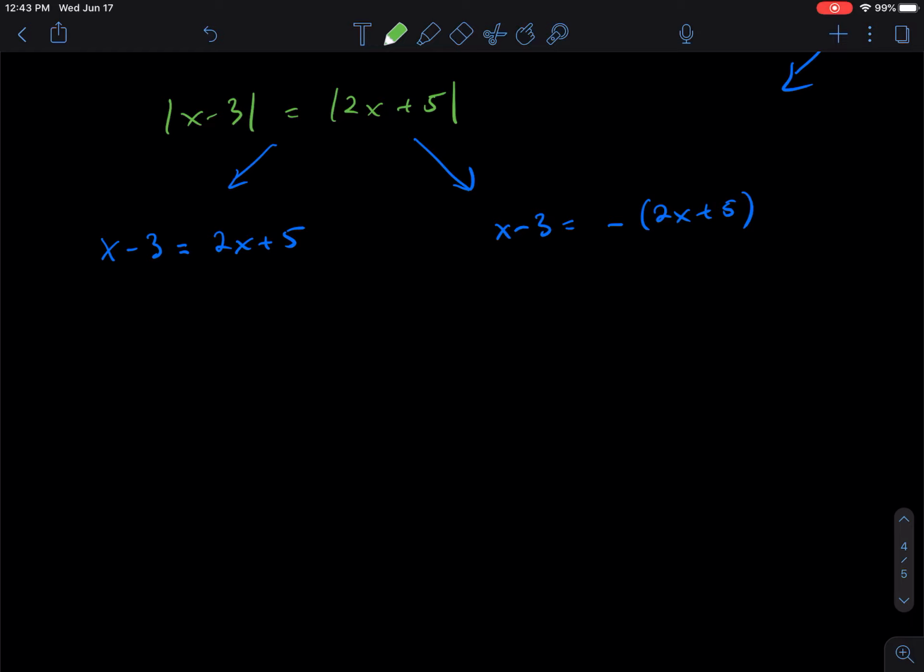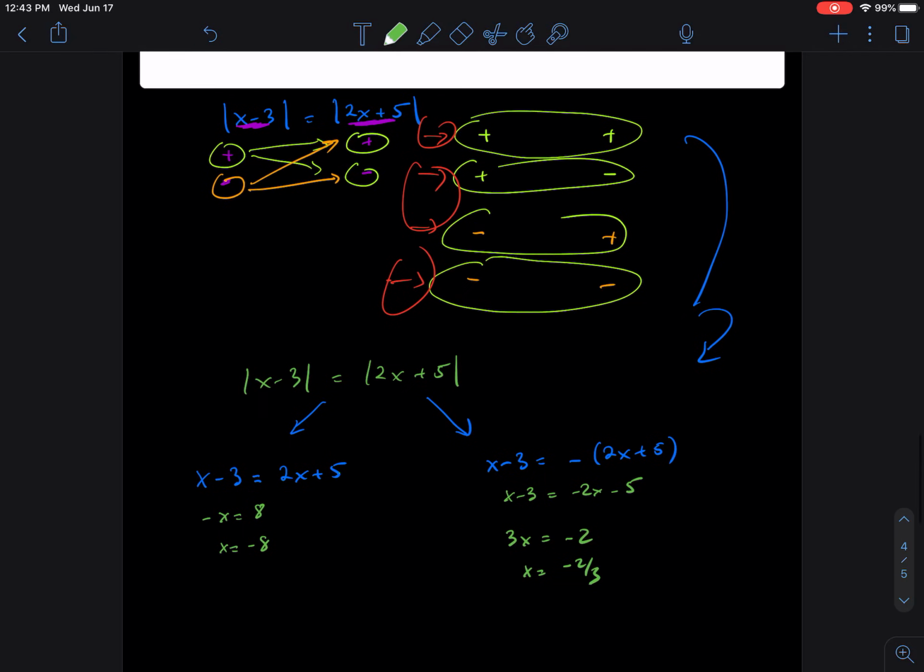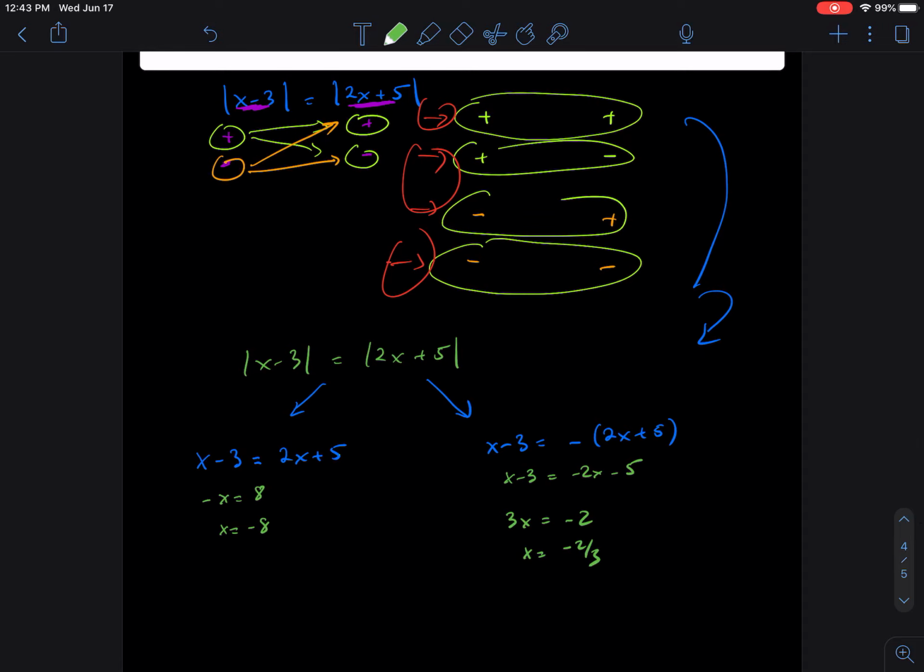Solving the first equation, we get negative x equal to 8. Bring the 3 to the other side, subtract 2x to the other side. So therefore x equals negative 8. Solving this side, we get x minus 3 equals negative 2x minus 5. That means 3x equals negative 2, so x equals negative 2/3. So those are the solutions. And you should always check your solution to be sure that it's true.